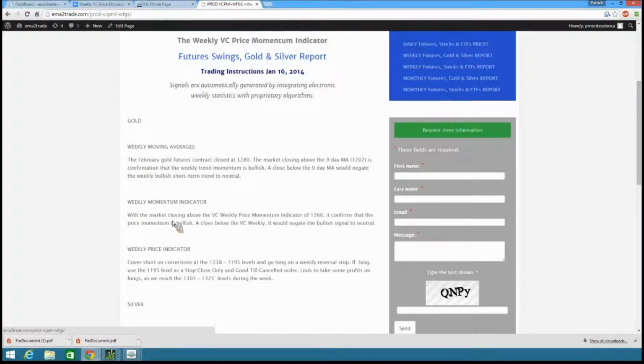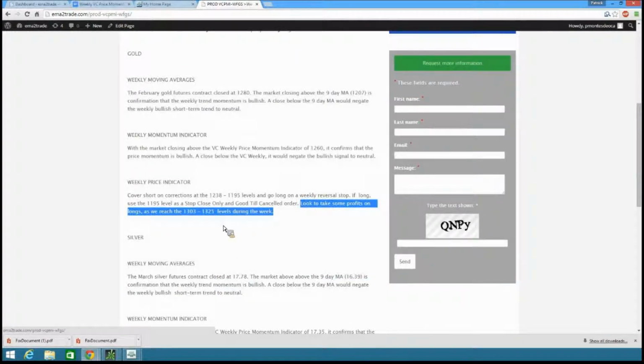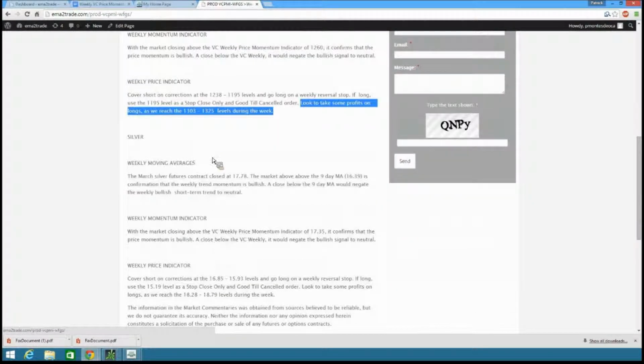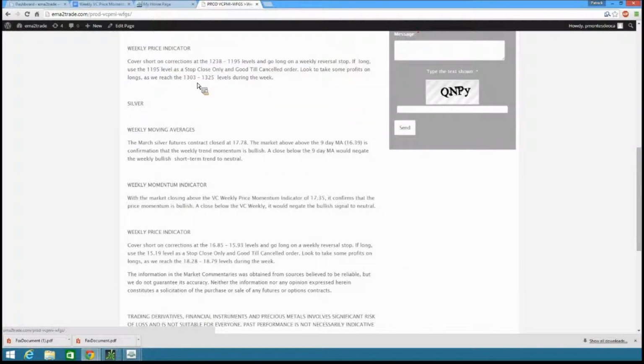It tells you specifically what the code or the pivot point for the week is, and your targets, basically, if you're long the market, what you should be looking for. And this is done for gold as well as the silver market. In terms of the gold market, it's telling us that we've got some targets at 1303 and 1325, and that if you're long, look to take some profits as we reach these levels.